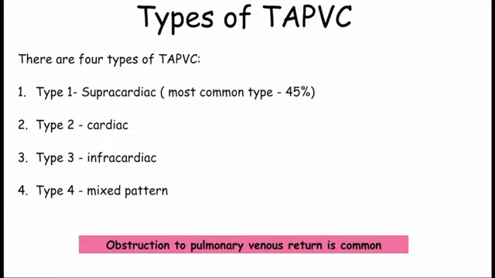Based on the site of drainage of the venous confluence, it can be divided into different types. Of this, the supracardiac type is the most common type of TAPVC. Second one is cardiac, third one is infracardiac, and the fourth one can be a mixture of the above three. And obstruction of the pulmonary venous return is quite common in TAPVCs.